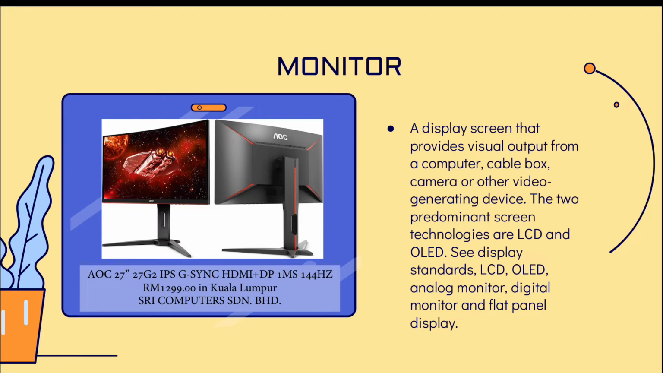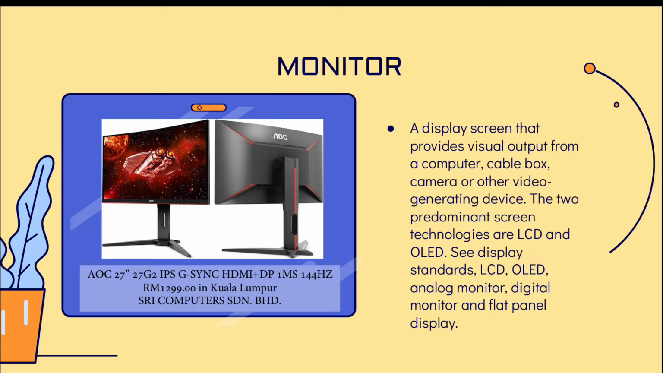Next, we learn about the monitor. A monitor is a display screen that provides visual output from a computer, cable box, camera, or other video generating device. The two predominant screen technologies are LCD and OLED. See display standards: LCD or OLED, analog monitor, digital monitor, and flat panel display.